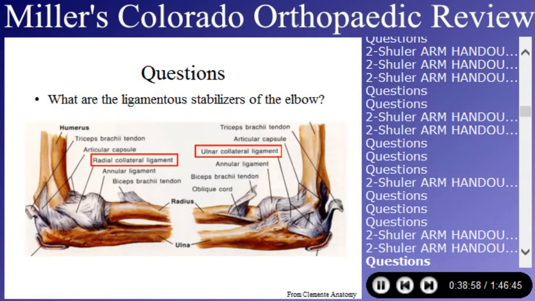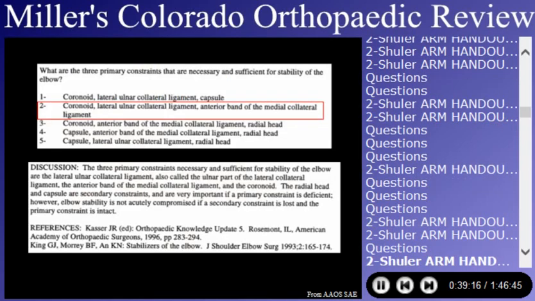Ligament stabilizers of the elbow. The reason I put this slide up and use different terminology is they'll try to fool you. Don't forget the lateral ulnar collateral ligament is the same as the radial collateral ligament. Okay? The anterior band of the medial collateral ligament is the same as the ulnar collateral ligament, shown on this diagram. What are the three primary constraints that are necessary and sufficient for stability of the elbow? Necessary and sufficient: coronoid, lateral ulnar collateral ligament, anterior band of medial collateral ligament.